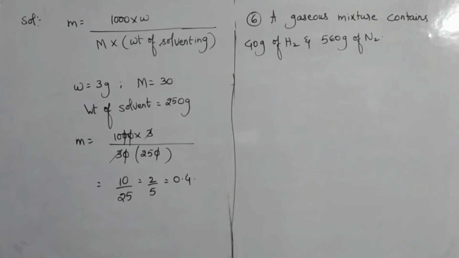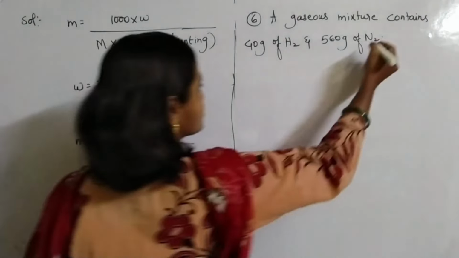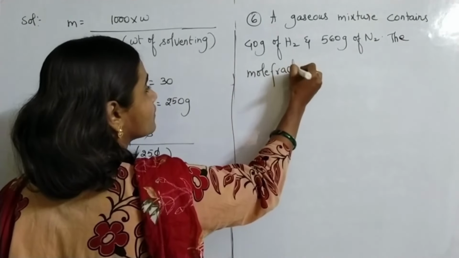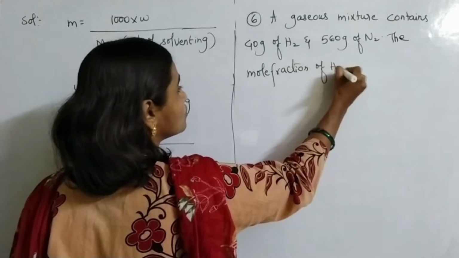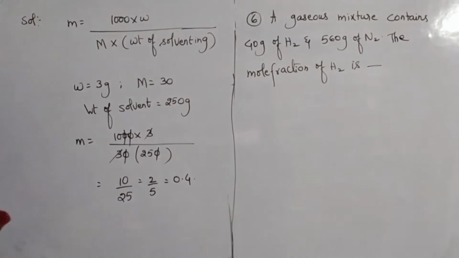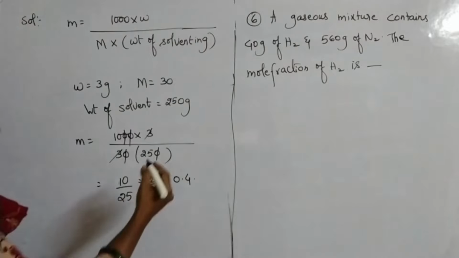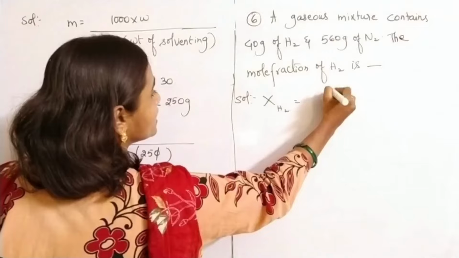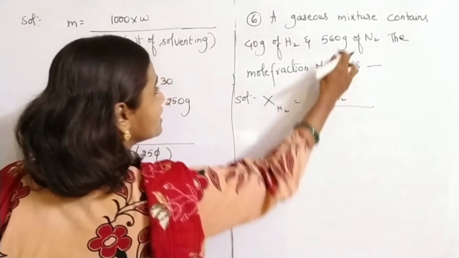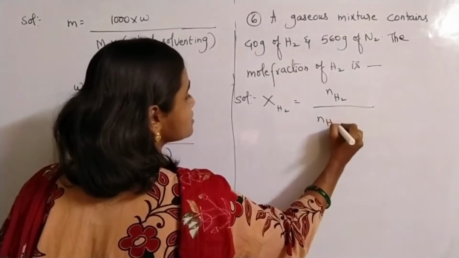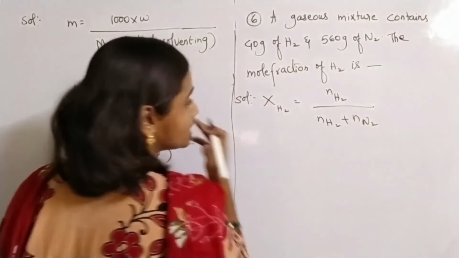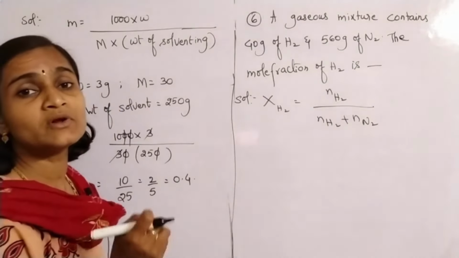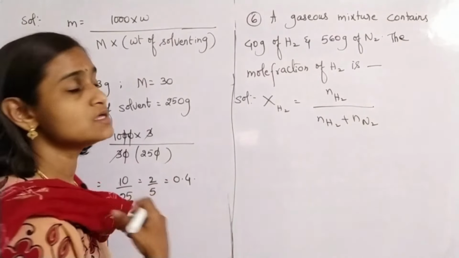The mole fraction of H2 is how much? Find the mole fraction of H2. What is the formula for mole fraction? XH2 is equal to NH2 by NH2 plus NN2. Mole fraction is the number of moles of one component by the total number of moles of all the components present in the solution.